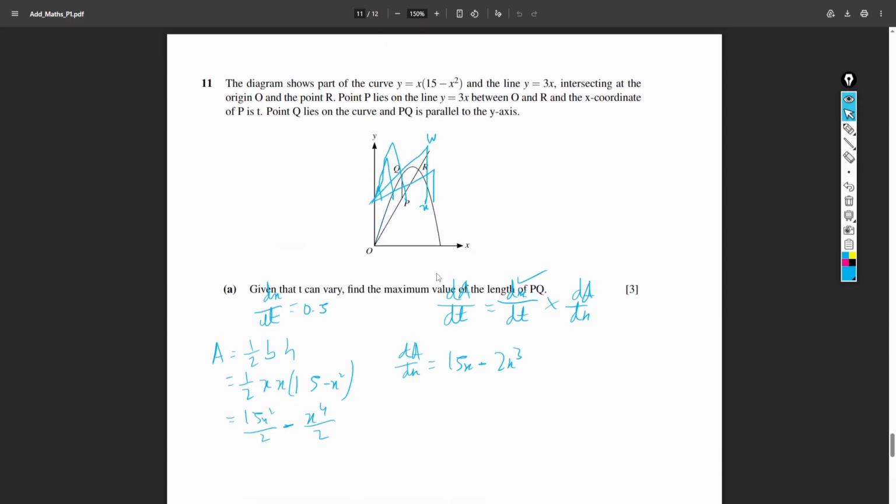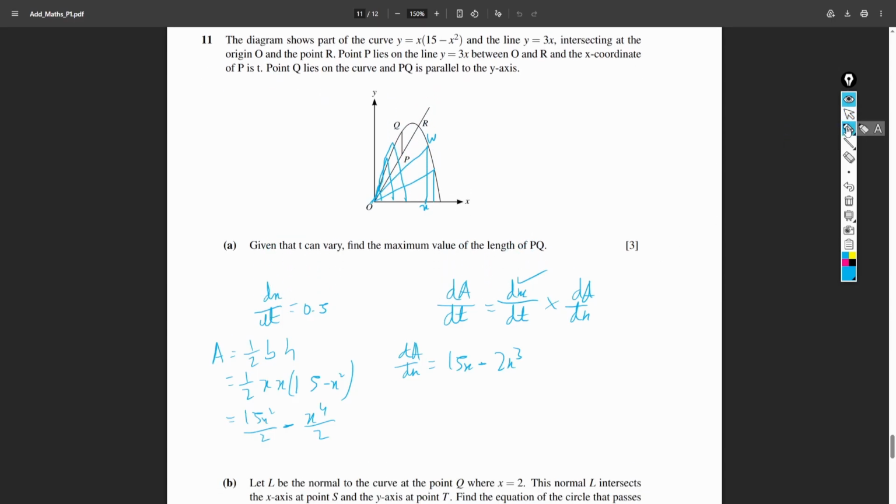So we set x equal to 1 to get dA by dx when x equals 1. So 15 minus 2 is 13. Now we replace dx by dt and dA by dx with the values. So 0.5, which was given in the question, times 13, and we get 6.5. So the rate of change of area when x equals 1 is 6.5. So yeah, that's it.